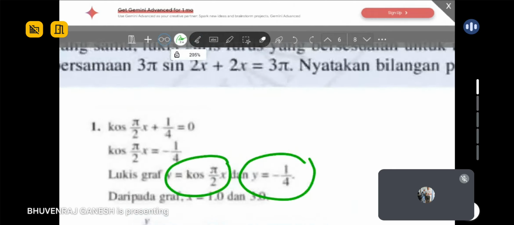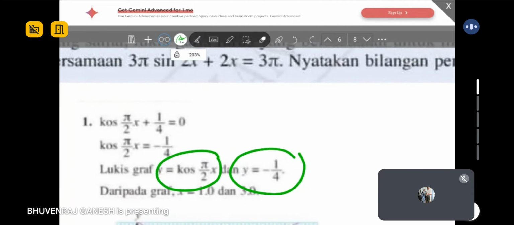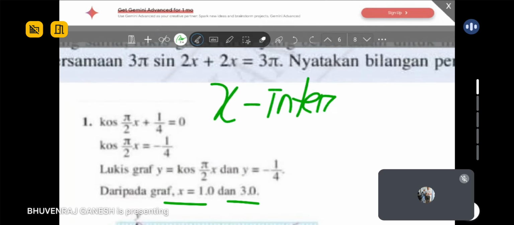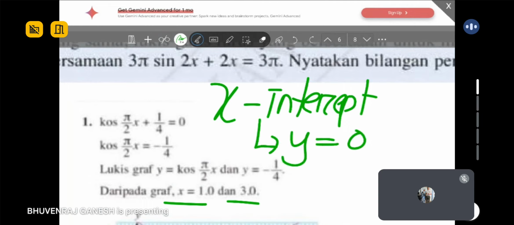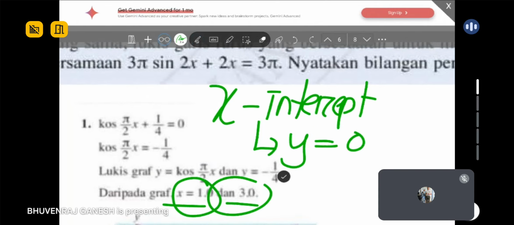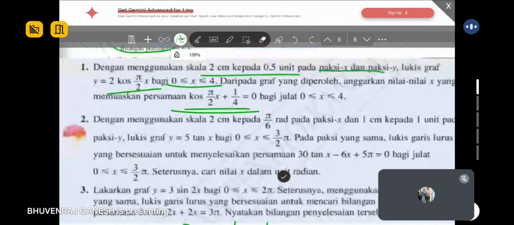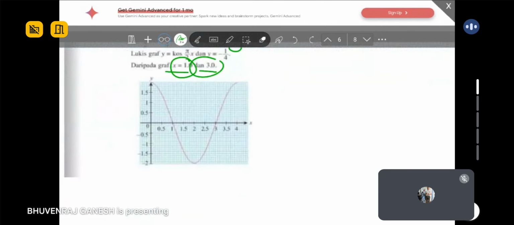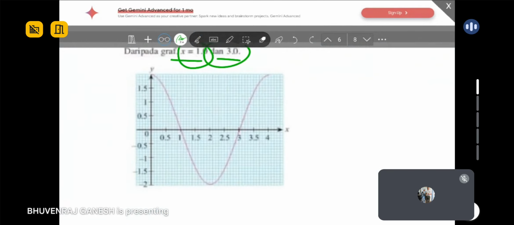Okay guys, why do they do it like this? Kenapa mereka buat macam ni? Actually, why they do it like this is because they want you to get the x value. Mereka nak cari pintasan x graf ni. You all know, right? X-intercept. X-intercept is when y equals 0. Am I right? Ini adalah konsep dia. Pintasan x. So they want to actually get the x value. Mereka nak dapat nilai x. Okay? This part. Anggarkan nilai-nilai x. Okay, you must estimate.